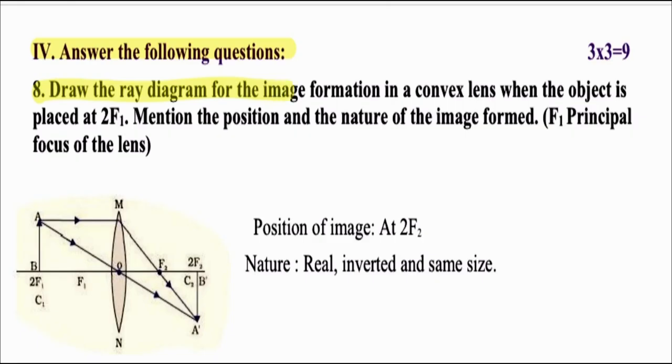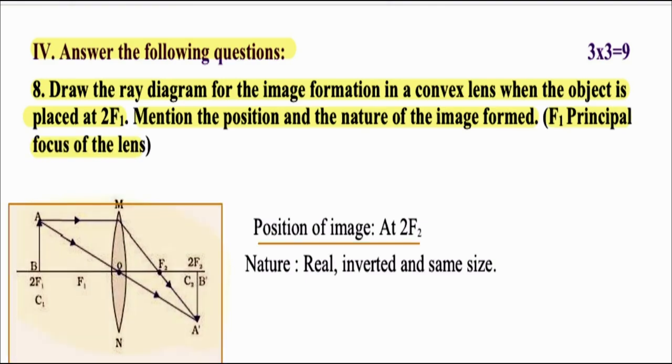Question number 8. Draw the ray diagram for image formation in convex lens when the object is placed at 2F1. Mention the position and nature of the image formed. F1 is the principal focus of the lens. This is the image, and the position of the image is at 2F2 and the nature of the image is real and inverted and it is of same size.